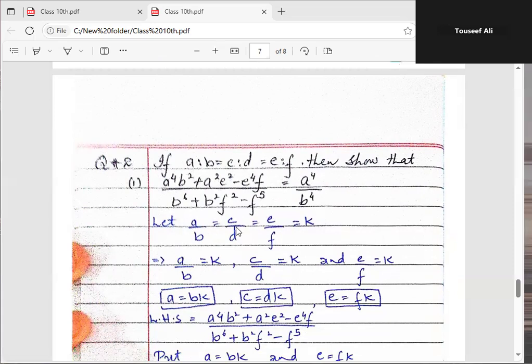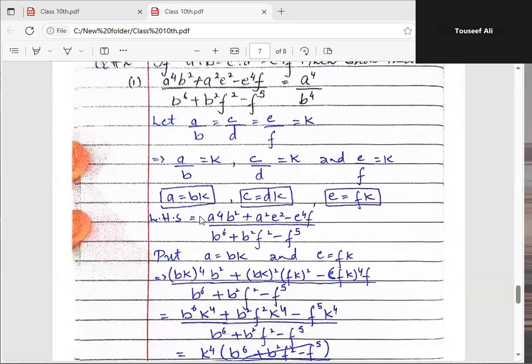a divided by b equals c divided by d equals e divided by f. By using the k method, we let these ratios equal k. Now by separating this, a divided by b equals k, c divided by d equals k, and e divided by f equals k. From here a equals bk, and from here c equals dk, and from here e equals fk.